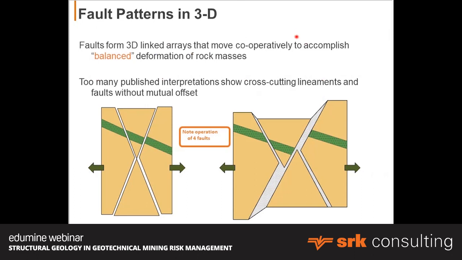Now let's first go back another step and talk about patterns in 3 dimensions. Okay, faults form 3D linked arrays, and when they move or deform, they move cooperatively to accomplish what we call a balanced deformation of the rock mass. Okay. Too many published interpretations simply show cross-cutting faults and lineaments without any offset. That's not how faults operate. As you can see in these diagrams, each of these fault segments, the 4 segments, are actually accommodating the displacement through that movement.